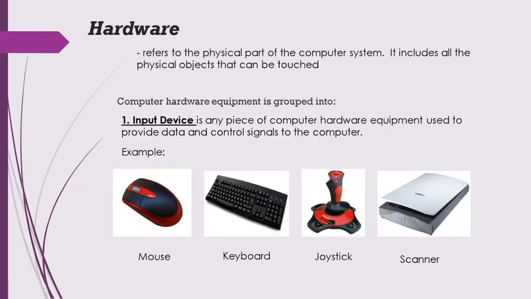Let's proceed. If we talk about hardware, hardware refers to the physical part of the computer system. It includes all the physical objects that can be touched. Okay, again, hardware is all tangible. So there are four hardware equipment groups that I will discuss.